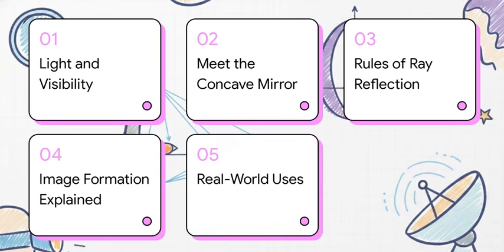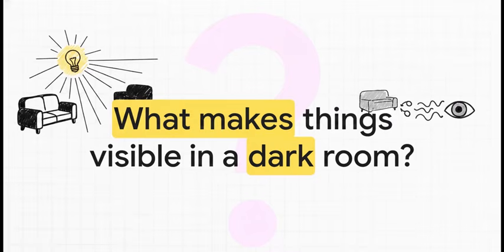Okay, let's dive right into this. We'll be hitting 5 key stops today: light and visibility, meet the concave mirror, rules of ray reflection, image formation explained, and finally, real-world uses. So let's kick things off with a quick thought experiment. Picture yourself standing in a completely pitch-black room. You can't see a thing. No hands, no walls, nothing.